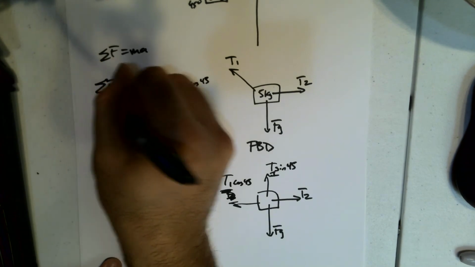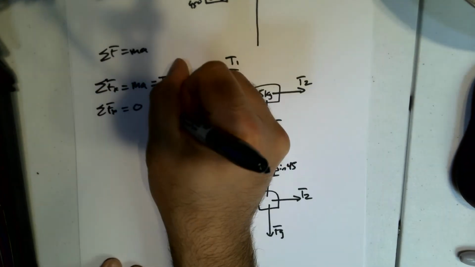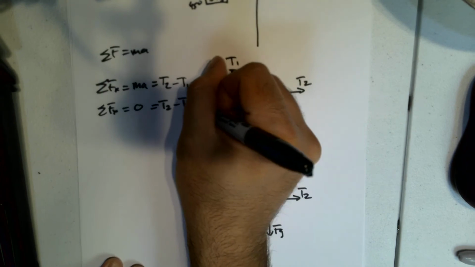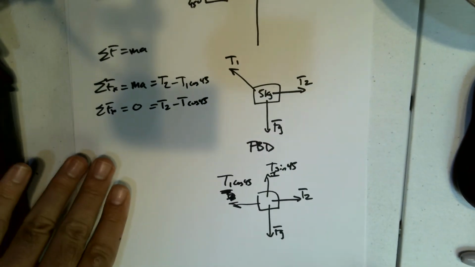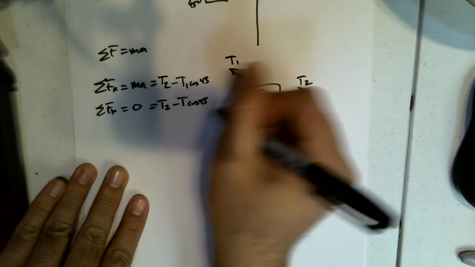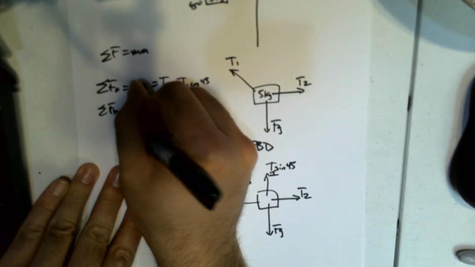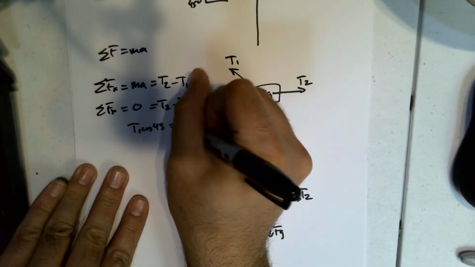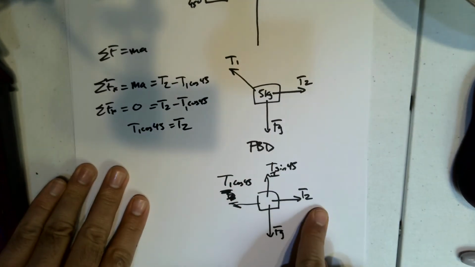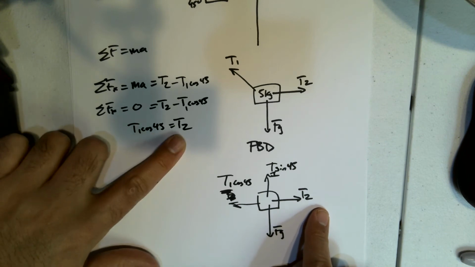So let's write this as sigma F in the x direction equals 0. And then what we can see pretty quickly is exactly what I said. Move this T1 cosine 45 over to here. I get T1 cosine 45 equals T2. So I know that this and this have to be equal to each other in size. The only problem is I don't know this and I don't know this.